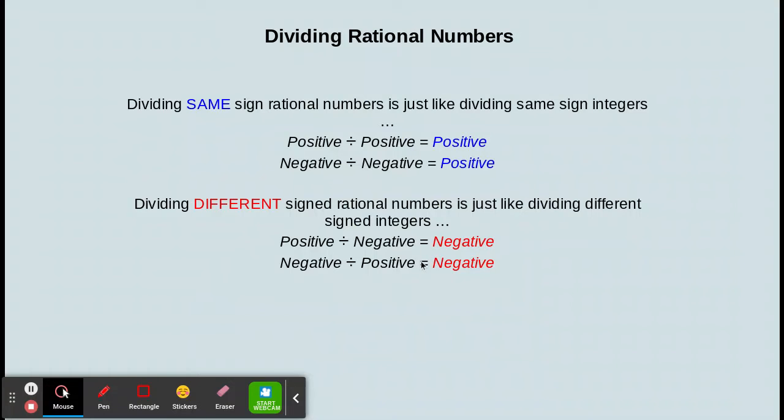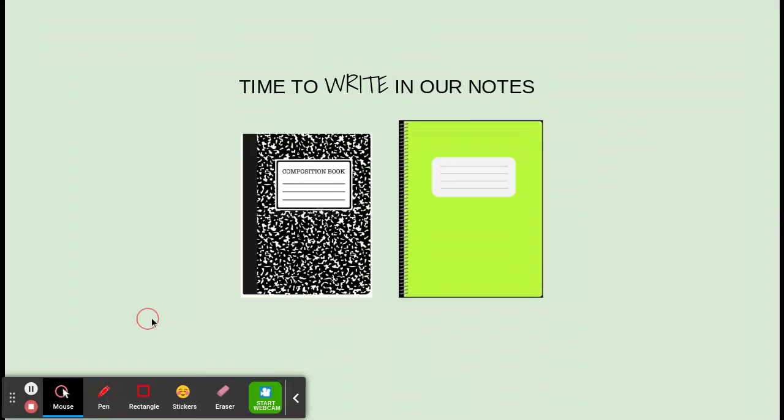When we divide rational numbers, we have to look at their signs just as we did when we were dividing integers. So if we're dividing rational numbers with the same sign, the result's going to be positive. If we're dividing rational numbers with different signs, the result will be negative. Same sign positive, different sign negative. Okay, so just write those rules in your notes and complete a few check boxes.